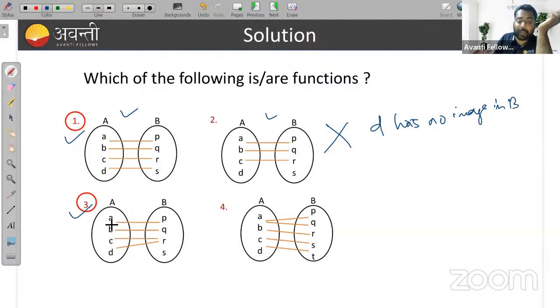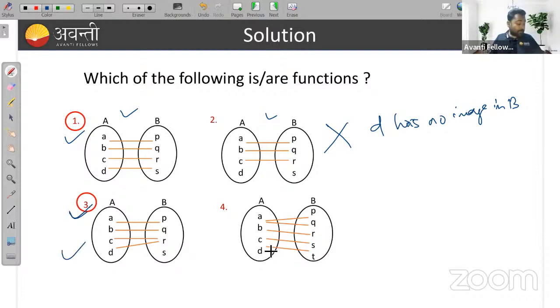But in the case of the third, each element is having one image in set B. C and D are having the same image, but they are having one image. Don't be confused. They are having only one image in set B. That's why it is a function. Look, A has image P, B has image Q, C has image R, D has image R. Okay, so that's why it is a function.